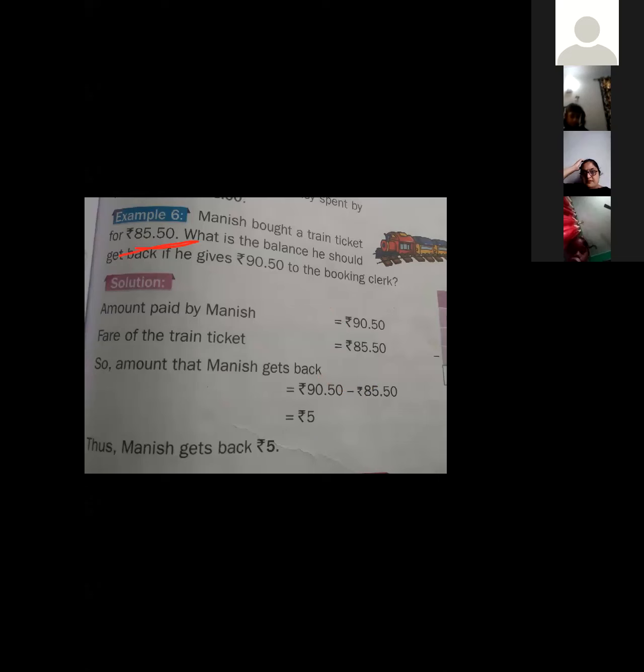Okay, so students, whether you write this way or you do that way, the answer will come the same. But when you are doing it column wise, you have to be a little careful, because rupees have to be written in the rupees column and paise in the paise column. Here the question is already done and the answer is given, but I'm telling you the proper pattern of how you have to do it.